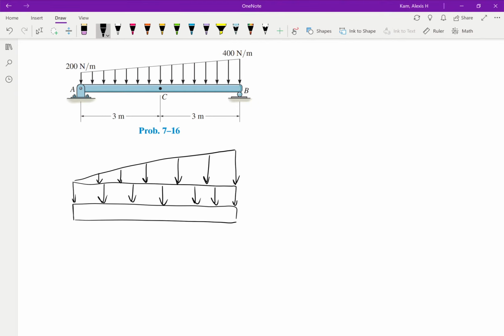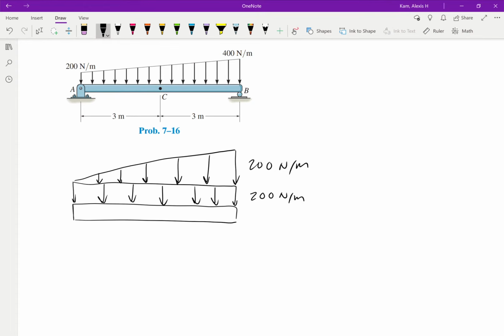Okay, so since on the left side of the beam it says 200 newtons per meter, on the right side it says 400 newtons per meter, we know that the rectangular part is going to be 200 newtons per meter, and the triangular part, since that's just the extra part of the 400, is 200 newtons per meter. It's the difference between the two. This will make the problem a lot easier.